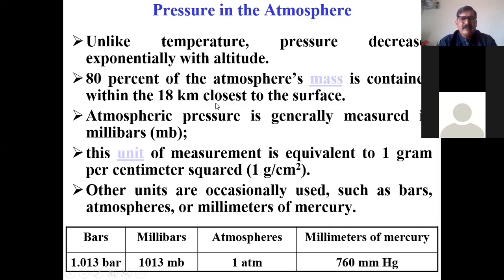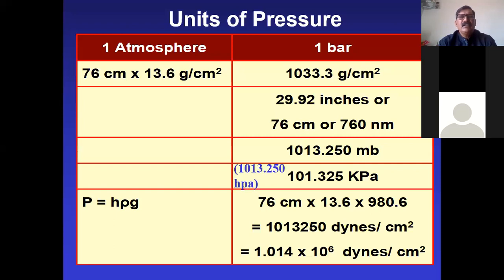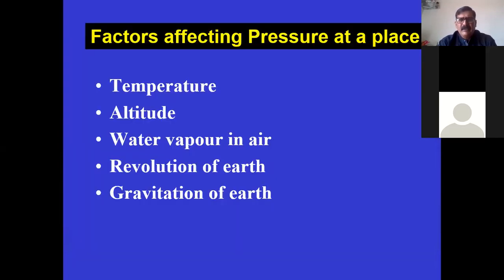The different units are given here. At sea level, 1 bar is equal to 1013 millibar, or 1 atmosphere, or 760 millimeters of mercury. These are different expressions of the units of atmospheric pressure. And again, here it is given how 1 atmosphere, that is 760 mmHg, is expressed in bar, hectopascal, kilopascal and millibar.